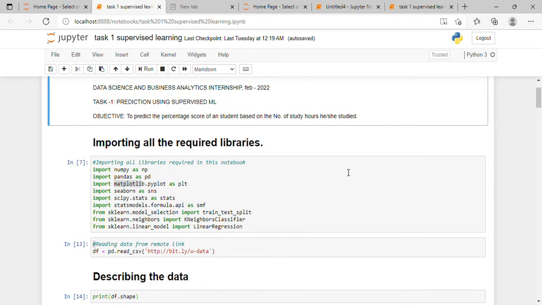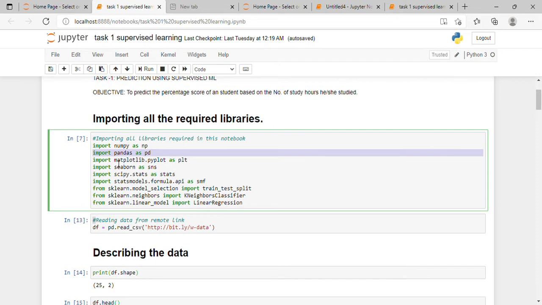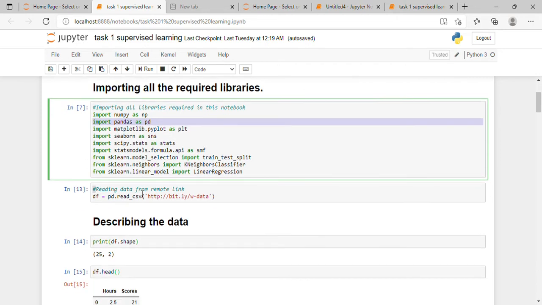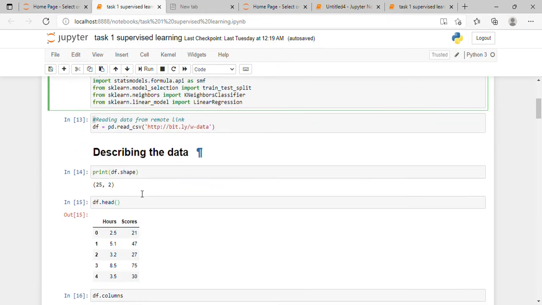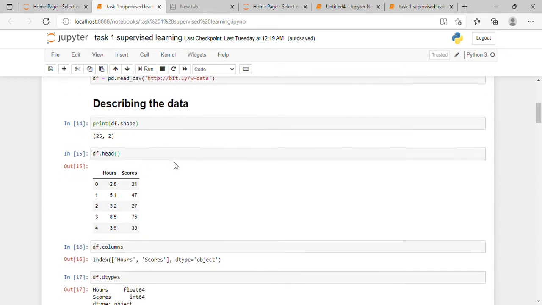First things first, we import all the required libraries like NumPy, Pandas, Matplotlib, Seaborn. After that, we read the data and then we describe our data. And after that, we get the shape of our data, which is 25 by 2. 25 implies there are 25 rows and 2 implies there are 2 columns.